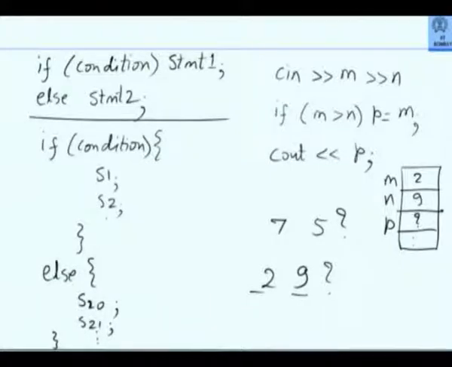So, if P, for example, contains -17345, then what will it print? It will print -17345. Now, here is the curious possibility. Suppose this contains 9. What will it print? 9. Now what will you think? You run a program with 7 and 5, it prints 7. Then you run a program with 2 and 9, it prints 9. You will think it is finding out the maximum.